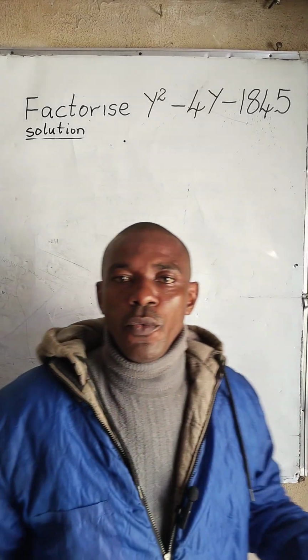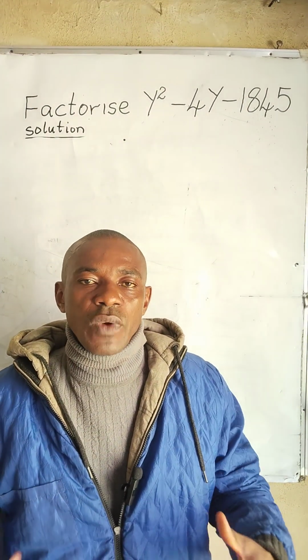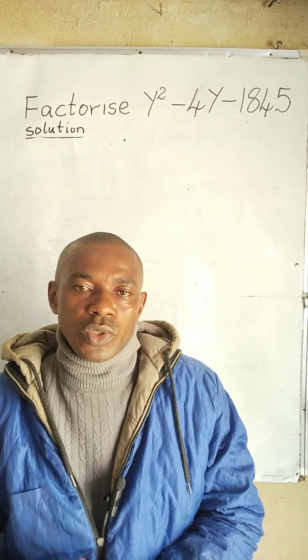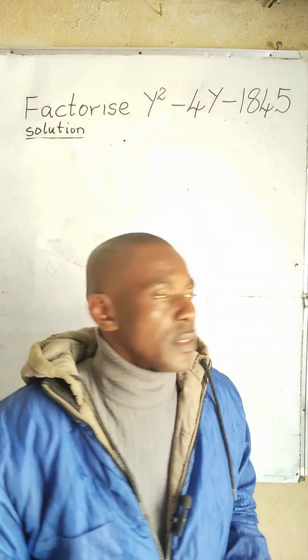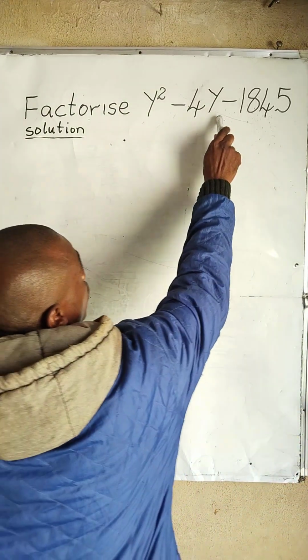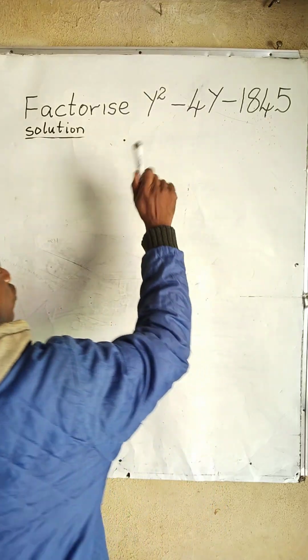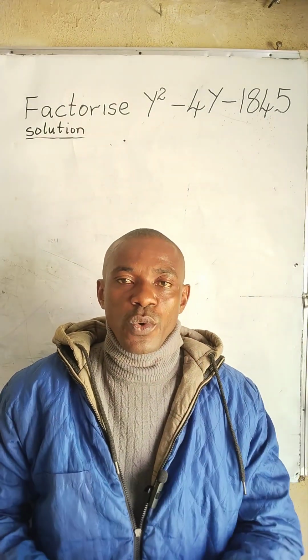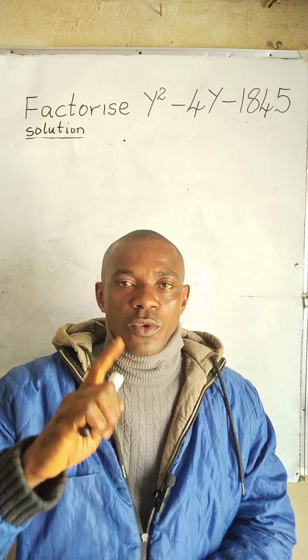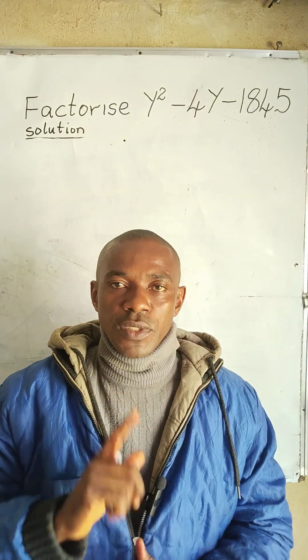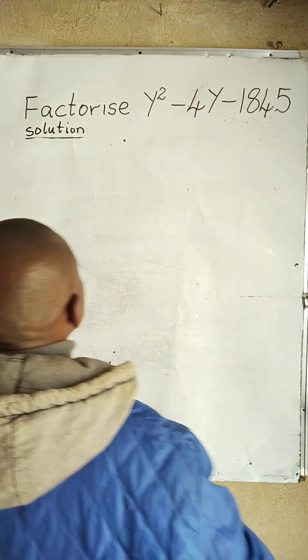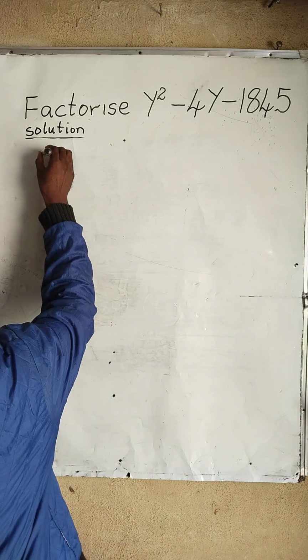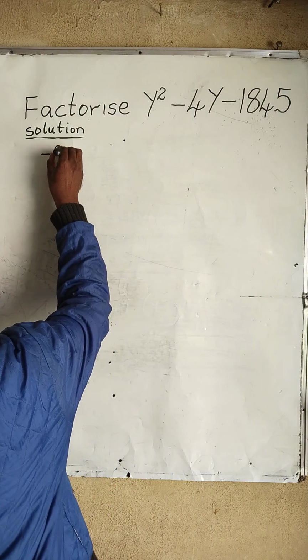In this video, we are going to learn how to factorize a quadratic expression with a big constant. When you look at this, you observe that the constant is big. To solve this question, the first thing that you need to do is identify the coefficient of y. And the coefficient of y is what? Minus 4. Divide it by 2, and we will obtain minus 2.